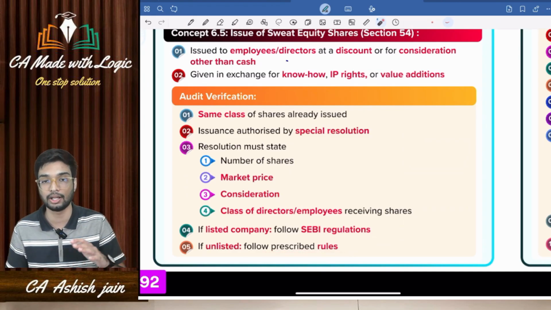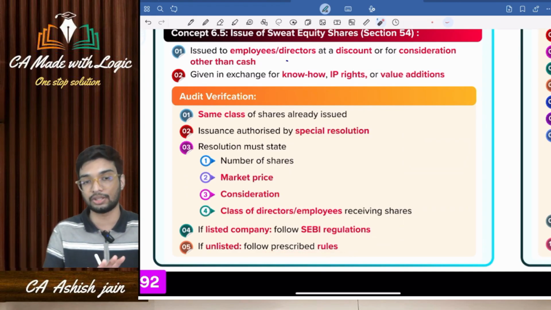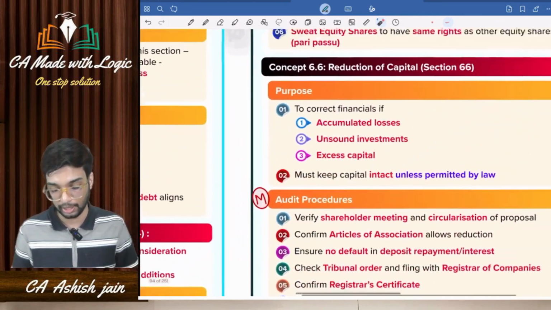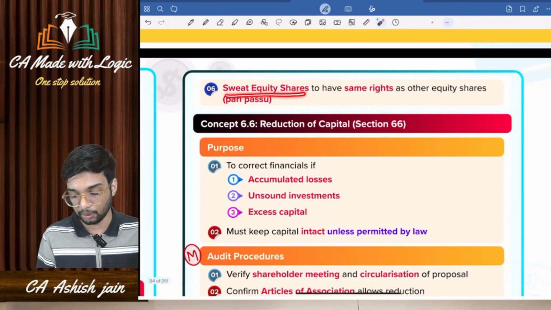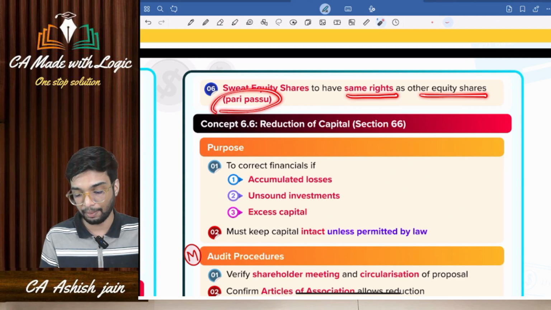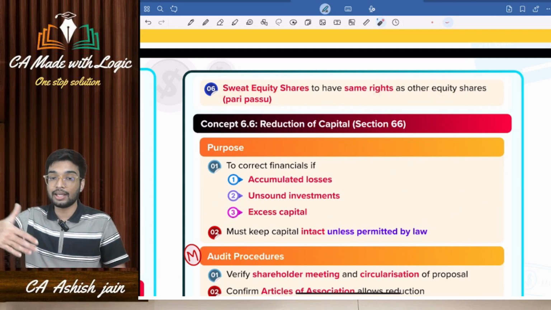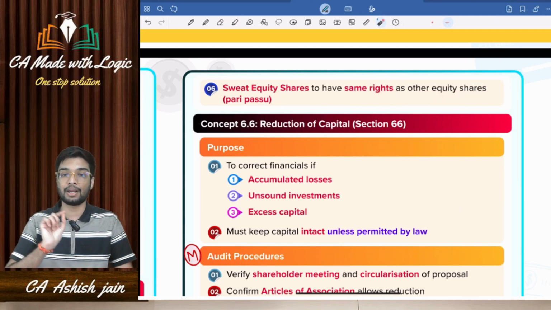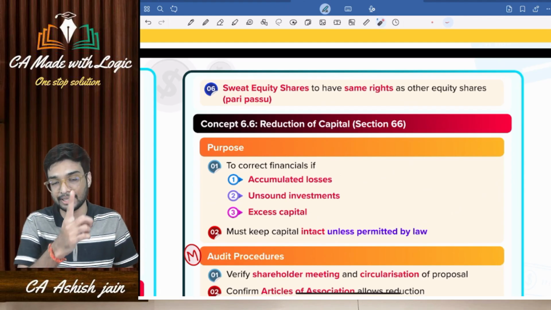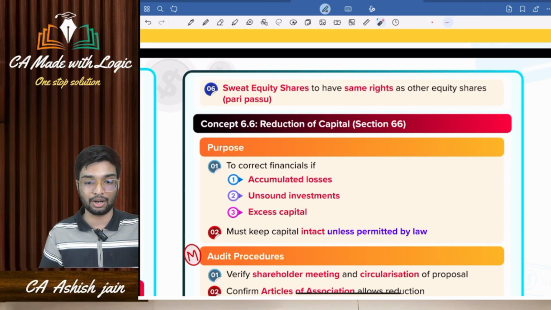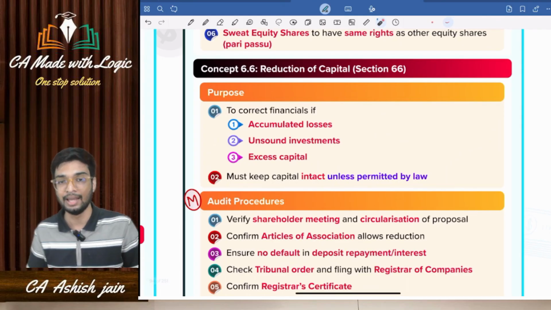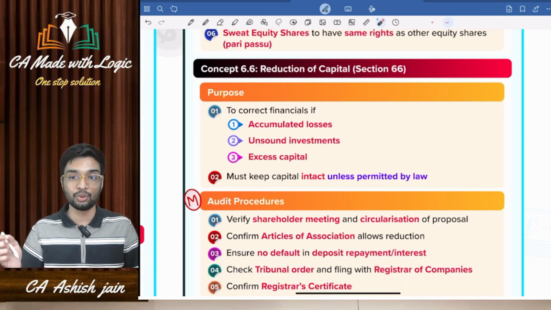The auditor has to check whether the company is in compliance with all the rules and regulations as per the Companies Act 2013. Then the sweat equity shares have the same rights as other shares, pari passu. All the other equity shareholders have the same rights as the sweat equity shareholder, and vice versa. Then comes reduction of capital. Under what circumstance will a company think of reducing the capital?